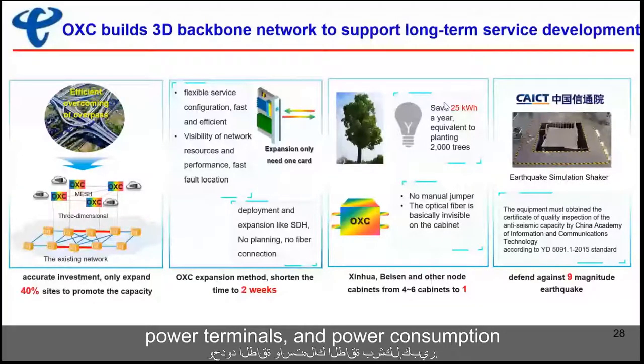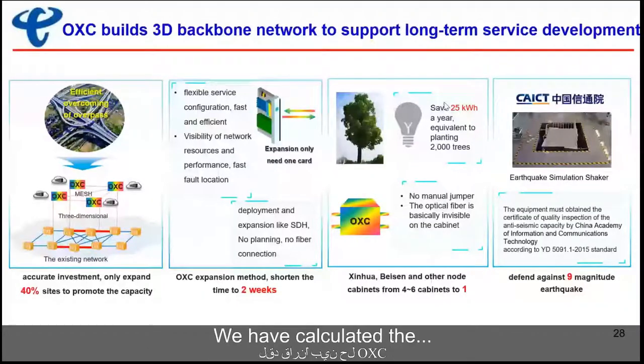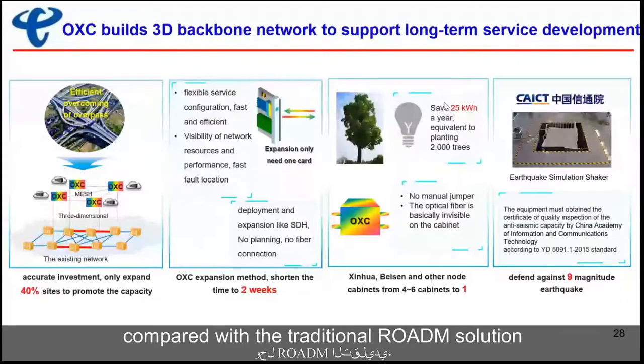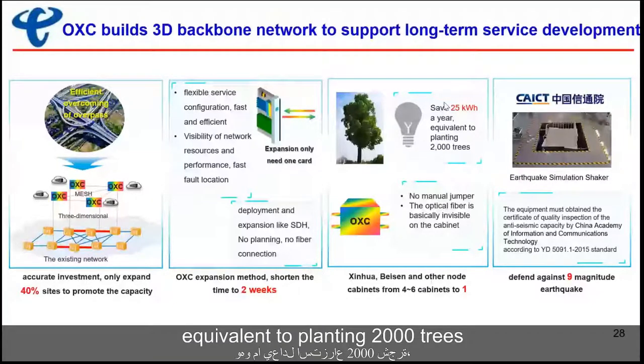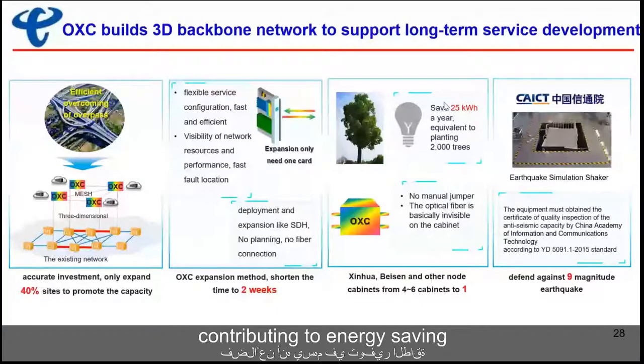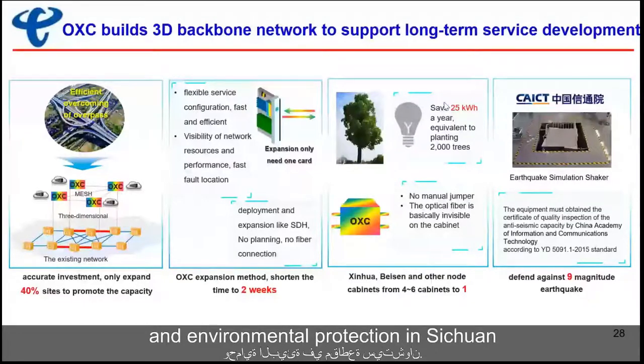In addition, the OXC solution using optical backplane technology greatly saves room space, power terminals, and power consumption. We have calculated that compared with the traditional ROADM solution, the OXC solution can save 25 kilowatt hours a year, equivalent to planting 2,000 trees. Contribute to energy saving and environmental protection in Sichuan.